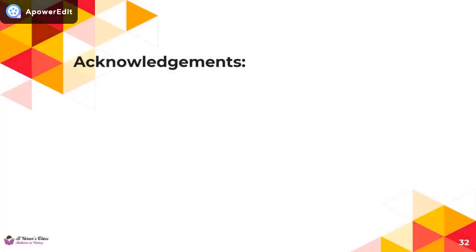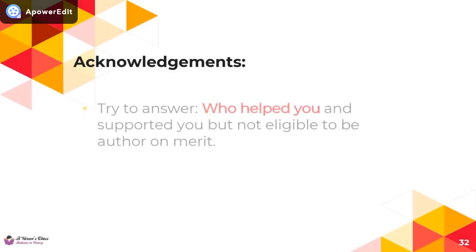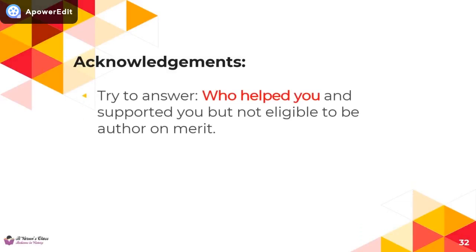Next is the acknowledgement. The acknowledgement part can be completed by answering a simple question: who helped you and supported you but is not eligible to be an author on merit? Because whenever we are doing our research, there may be so many good minds or good hearts who are helping either directly or indirectly. We cannot bring them all as authors, but it's a good habit to give acknowledgement to those who helped in our research.